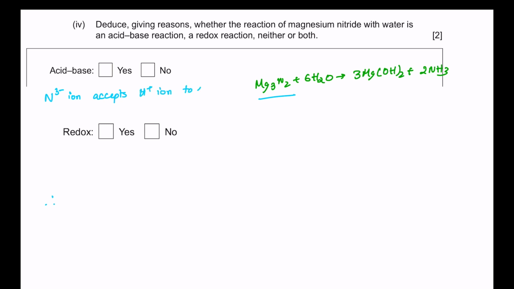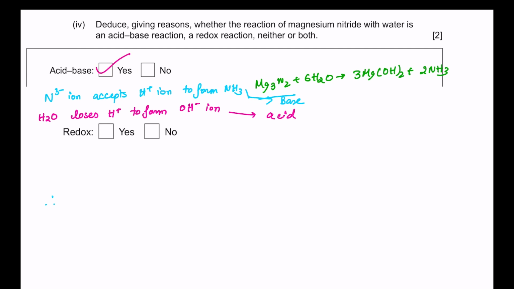accepts H+ ion to form NH3. So anyone who is accepting H+, that is a base, right? So N3- will act as a base. This is acting as a base. Now H2O, we can see H2O is donating an H+ ion to form OH- ion, right? So basically H2O loses H+ ion, so that is the property of an acid. So H2O works as an acid. So yeah, obviously this is an acid-base reaction, so that's a yes.